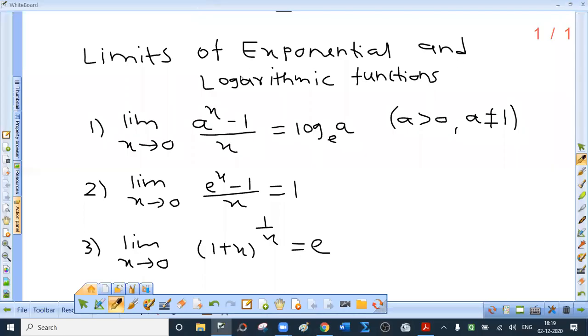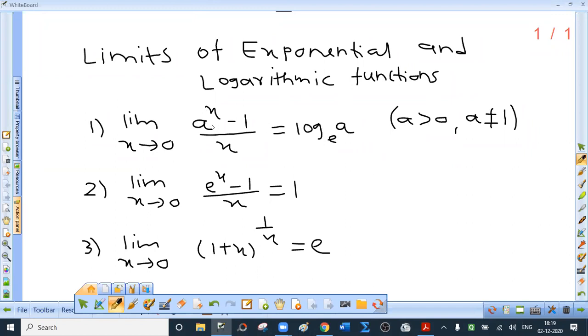Now this part is again important. Limits of exponential and logarithmic functions. You have to remember these as standard limits. Limit x tends to 0, a raised to x minus 1 upon x is nothing but log a. We are doing calculus, so we need not mention the base because it is e only. Now as it is log, a has to be greater than 0, not equal to 1.